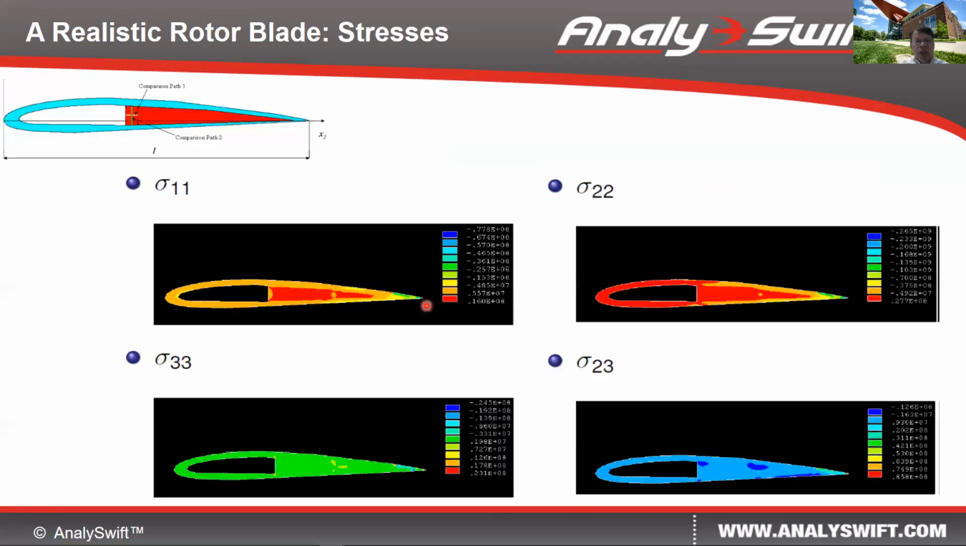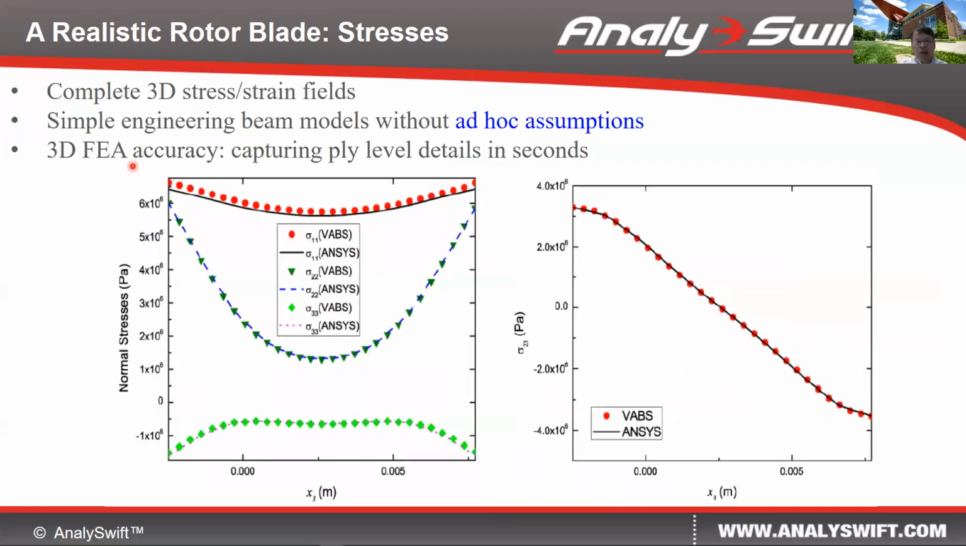But if you use VABS, we only need to carry out the cross-sectional analysis. Then we can generate all the stress results. Those are the contour plots of the stress distribution. To quantitatively compare the stress distribution, we take a load path through the cross-section and plot the stress distribution along the load path and compare with the 3D FEA. We find that we can accurately reproduce 3D FEA results.